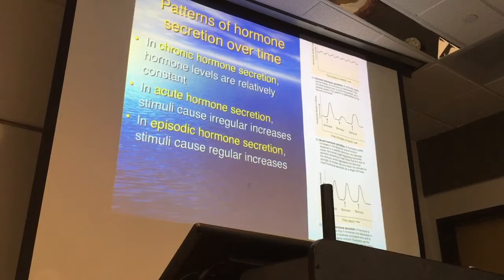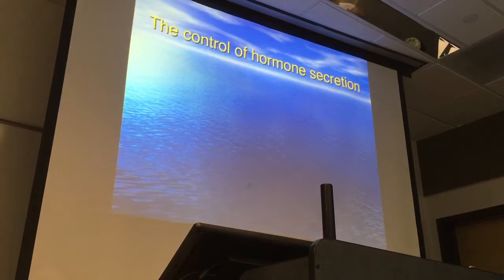Everybody understand that one? And the last one is episodic. They happen at periodic times. In the female reproductive system, we've got pulses of hormones being produced over time, and they're regular. Is it also growth hormone? Growth hormone is produced at a very constant level, but there can be things that cause it to be produced in more. Okay, control of hormone secretion.